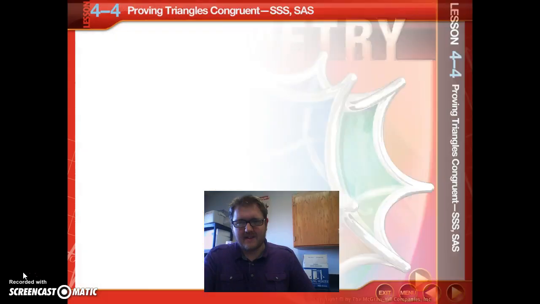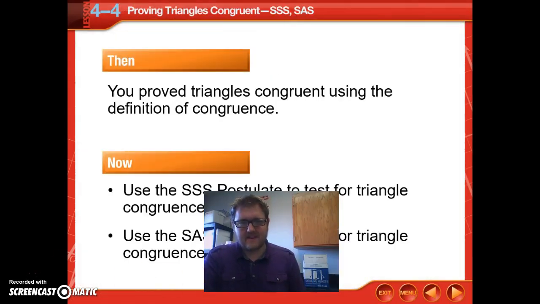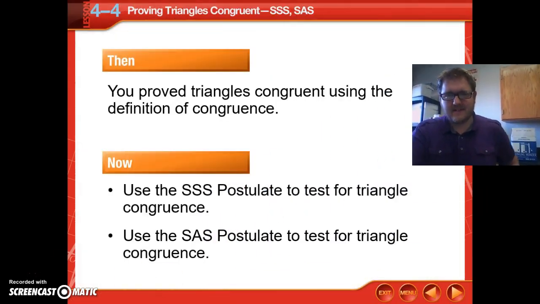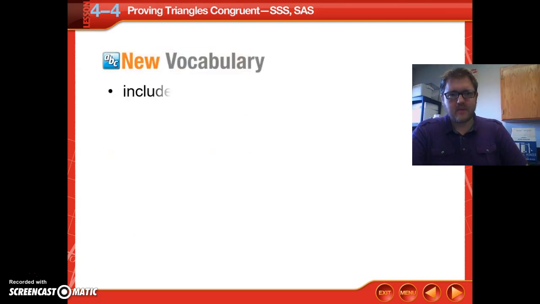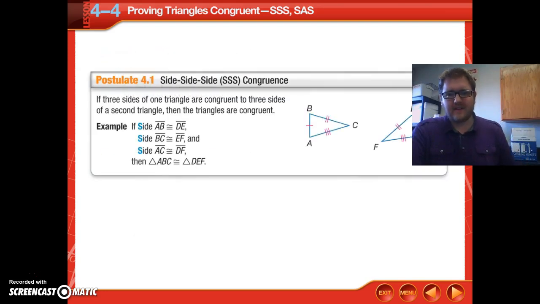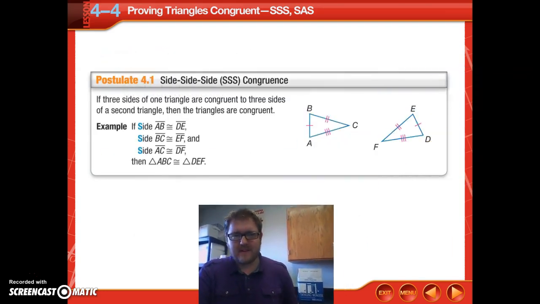We're going to be looking at the SSS method and the SAS postulate to test for triangle congruence. Included angle is a vocabulary word we'll be talking about later in this lesson, and that's really the only word that should be new to us today.